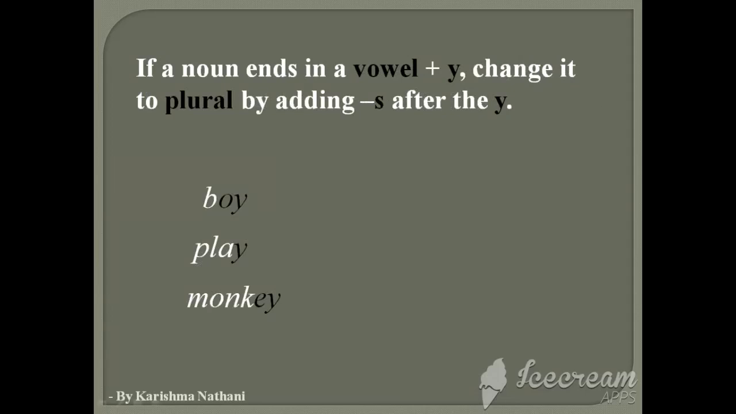If a noun ends in a vowel plus y, change it to plural by adding s after the y. For example, boy. Here o is vowel plus y, so the plural of boy will become boys. We do not have to remove anything. Do not have to remove y. We have to put only s at the end.